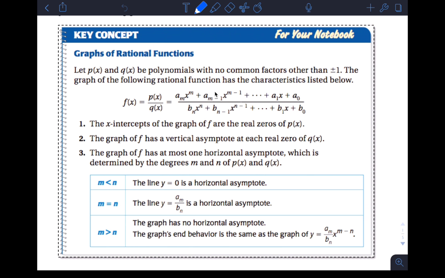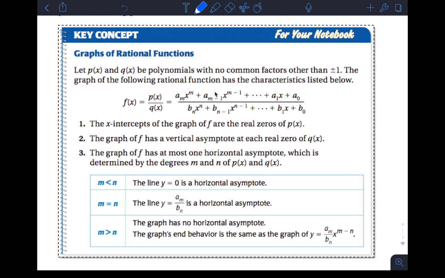Hi guys, so I want to just go over a few more examples with you for section 5.3, graphing general rational functions. So I'll review a little bit the key concept box here with you, and then we'll just jump in and do three graphs of general rational functions, and then do example 4, which is an applied word problem of a general rational function.